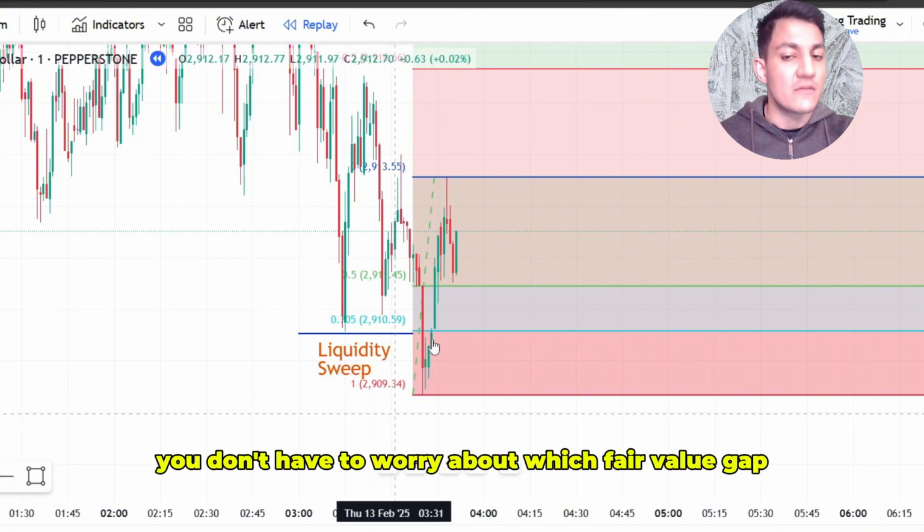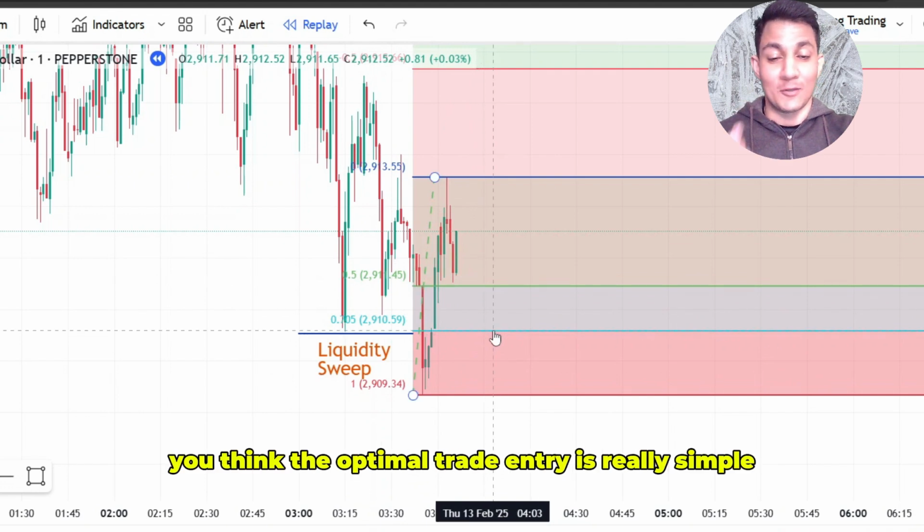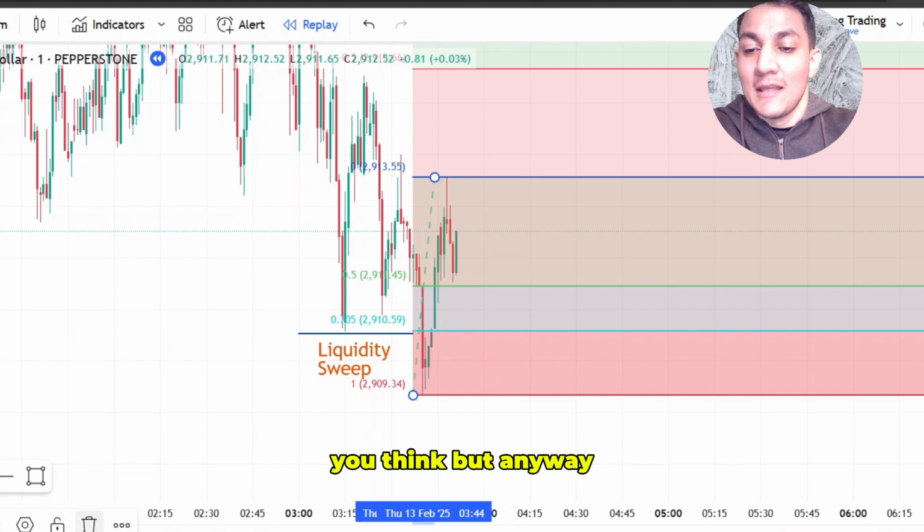You don't have to worry about which fair value gap, where do you enter. It's all built into the model. You think the optimal trade entry is really simple. There's a lot more that goes on behind the scenes than you think. But anyway, here we are.